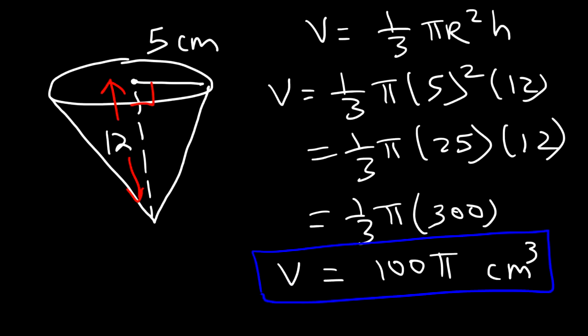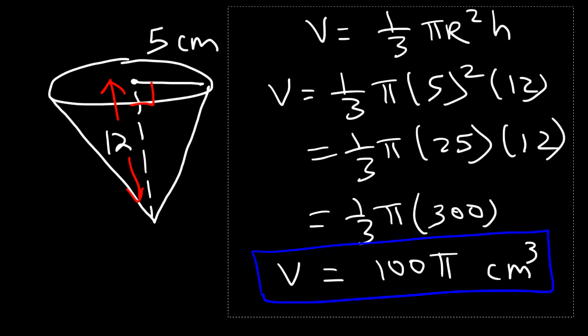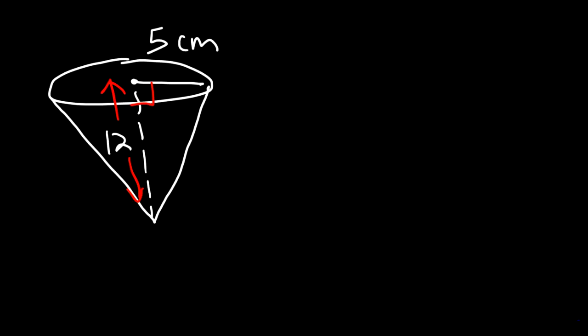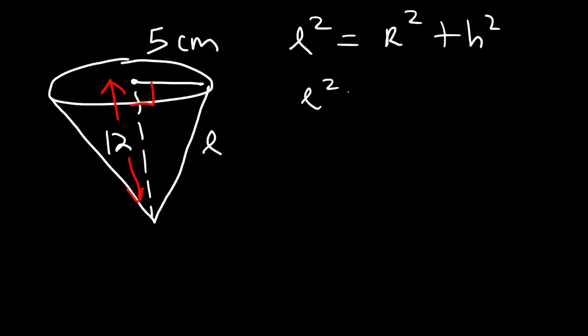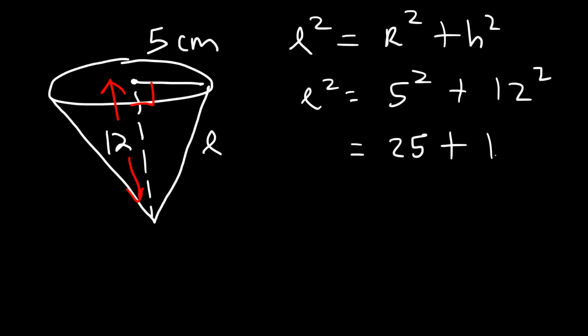Now, how can we find the lateral area? Feel free to pause the video and go ahead and find the lateral area. Before we can find the lateral area, we need to calculate the slant height. So we've got to find L. Let's use this equation first: L squared is equal to r squared plus h squared. So r is 5, h is 12. 5 squared, or 5 times 5, is 25. 12 squared, 12 times 12, is 144. And if we add those two numbers, that's going to give us 169.